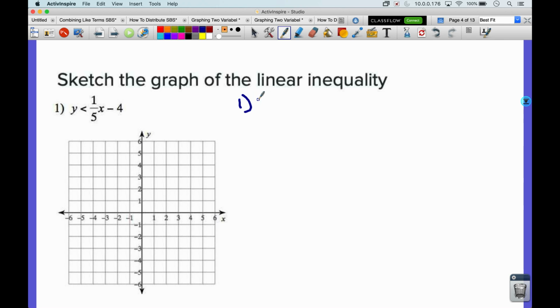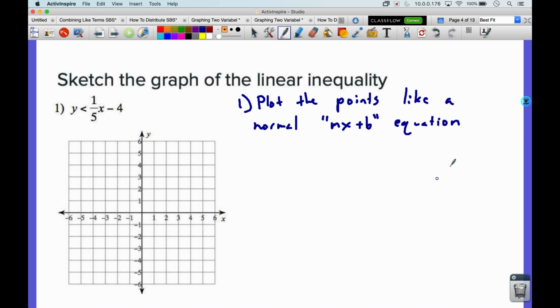Step 1, we want to plot the points like a normal, in quotes, mx plus b equation. And that's it. Plot the points like a normal mx plus b equation. So I'm looking right here. I've got a y-intercept of -4. I'll put a point at -4. I've got a slope of 1/5. That means go up 1, right 5, or down 1, left 5. So I've plotted the points, but I'm not going to connect them yet.